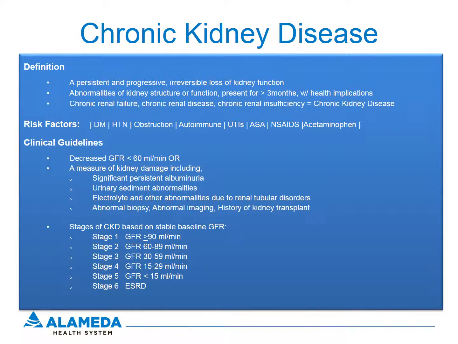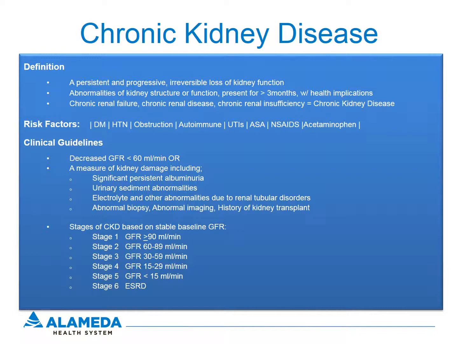The other clinical guidelines that I have here is the stages for the CKD based on a stable baseline GFR. So a stage 1 is a GFR greater than or equal to 90. A stage 2 is a GFR 60 to 89. A stage 3 is a GFR of 30 to 59. Those are all considered comorbidities.